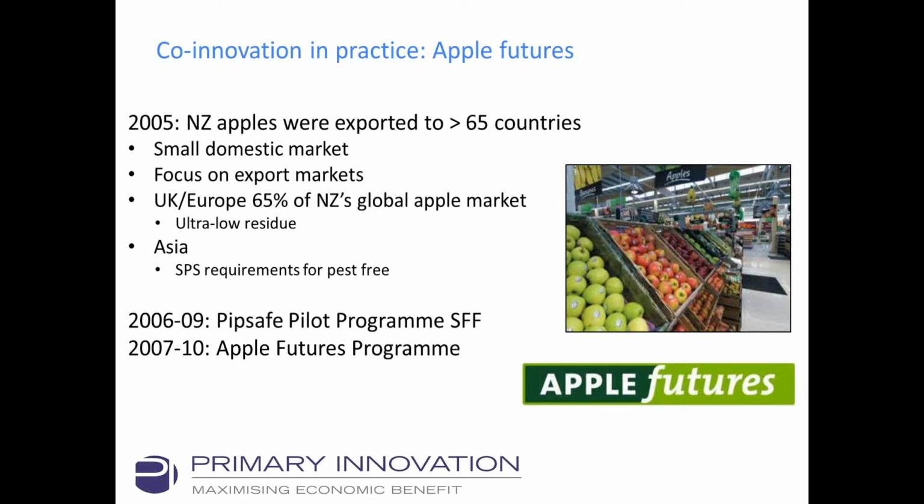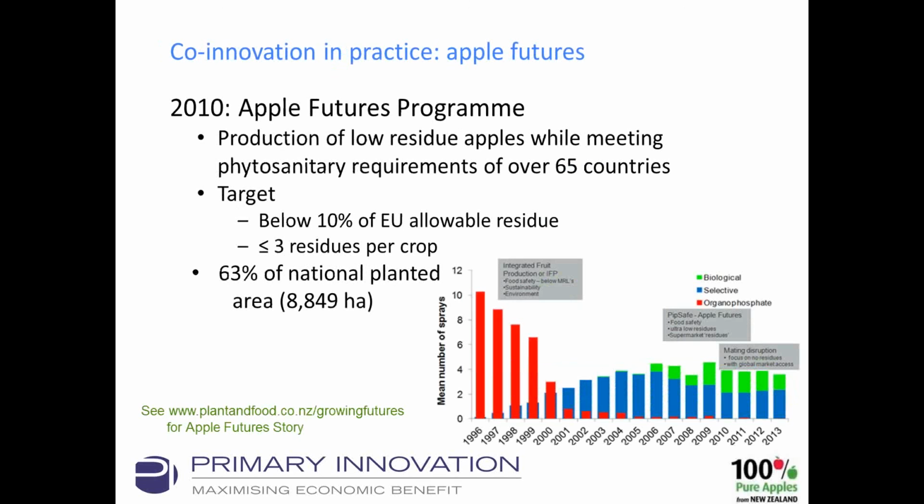So from 2006 to 2009, they had a pilot program running called PipSafe, and that pilot program, midway through in 2007, was also incremental to the start of the Apple Futures program. We'll fast forward and not discuss all that happened between 2006 and 2010, but when the Apple Futures program finished in 2010, they managed to have a projection of low residue apples while also meeting the phytosanitary requirements of over 65 countries.